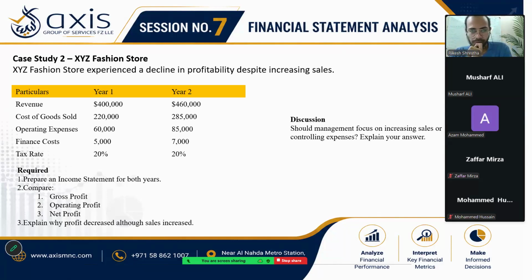Right? Yes, sir. Then the cost of goods sold increased and operating expenses increased by 25,000. So which expense increased abnormally? Operating expenses. Okay.